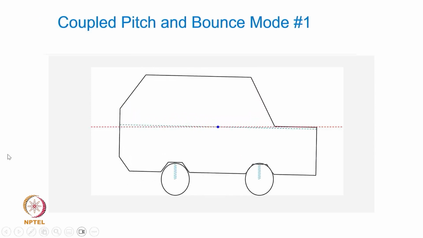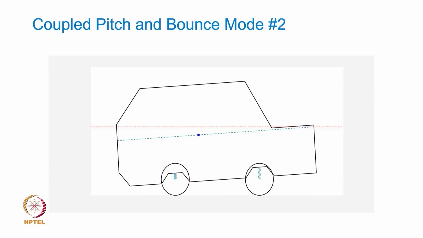P x theta 1 represents the first of the two coupled pitch bounce mode natural frequencies, and the second one, mode 2, I can write as P x theta 2. So, x theta represents that it is a coupled pitching and bounce mode, and there will be two such, because obviously there are two degrees of freedom. So, there have to be two natural frequencies. When the system was uncoupled, we still had two natural frequencies. One was the pure bounce natural frequency, the other one was the pure pitch natural frequency.